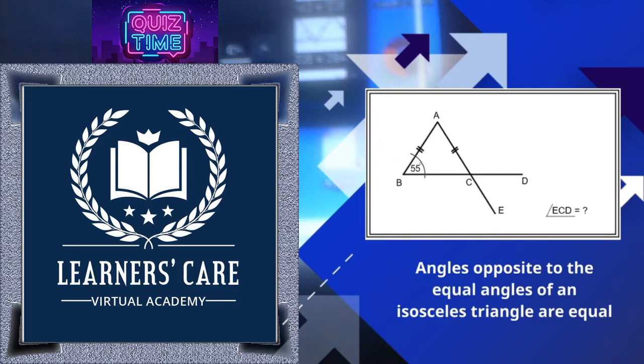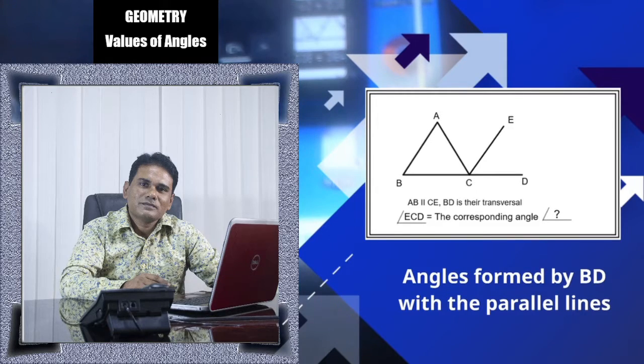diagram is about parallel lines, and you have to find out the name of the corresponding angle of ECD, that is formed by the transversal BD between the two parallel lines AB and EC.